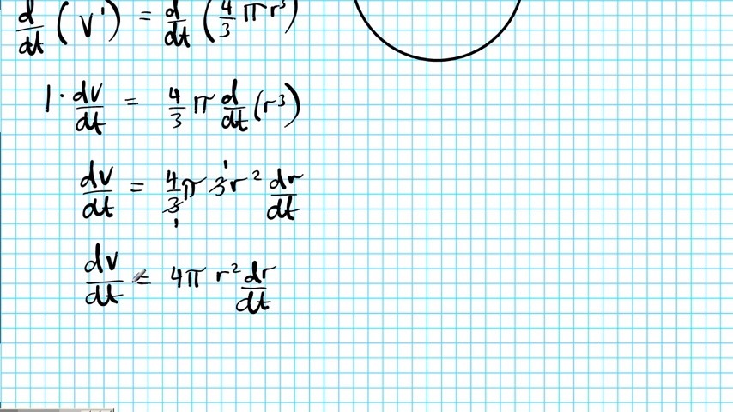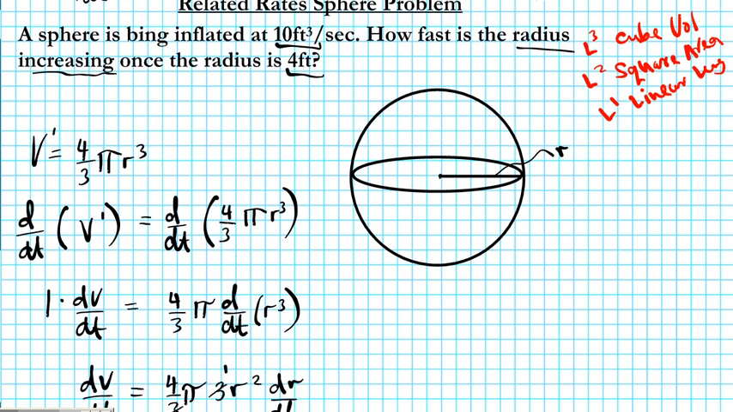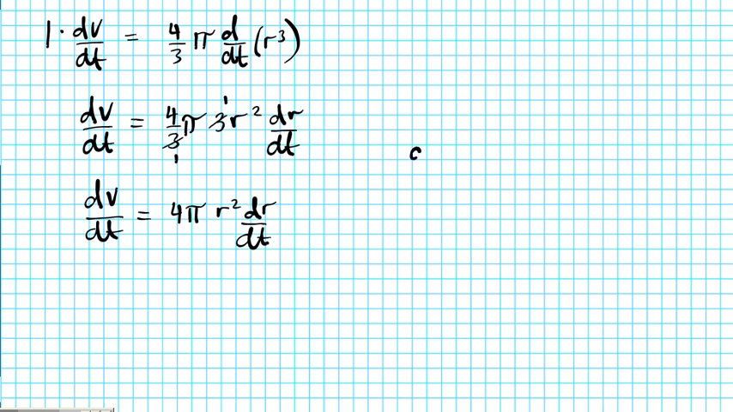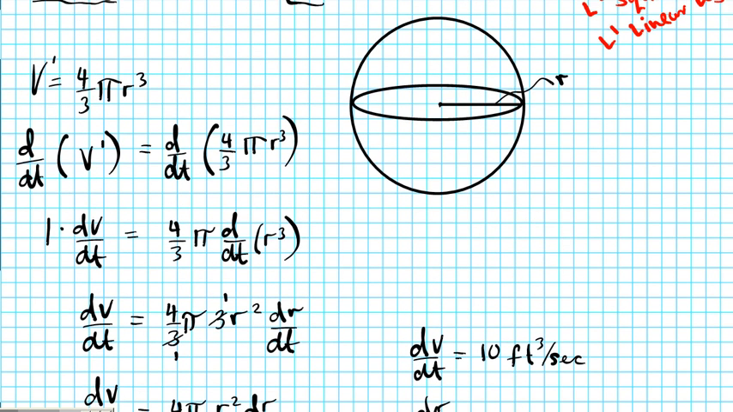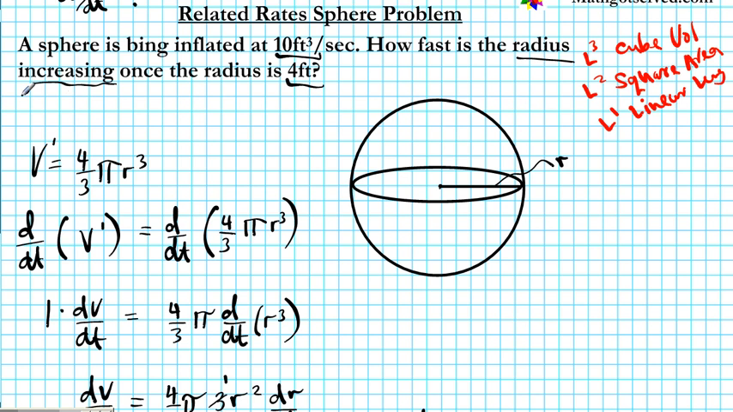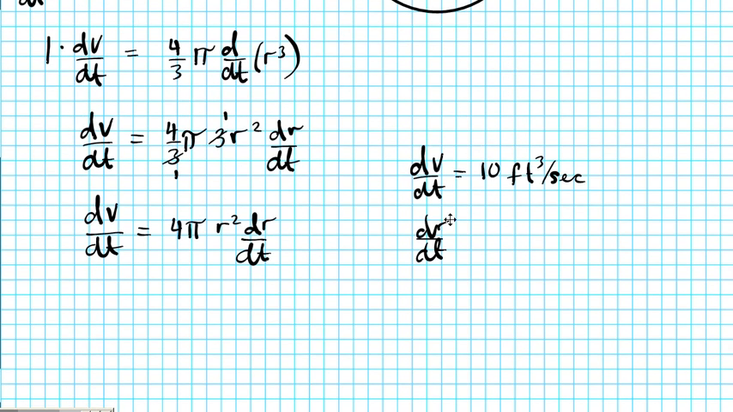So let me just plug in what I've been given, okay? So dv dt is a change in volume. If we go back to the question, we notice that the volume is changing at 10 feet cubed per second. So dv dt is 10 feet cubed per second. It's positive because it's getting bigger. The dr dt, what on earth is the dr dt? The rate at which the radius is increasing, right? The dr dt, we have no idea what it is. That's what we're looking for, okay?